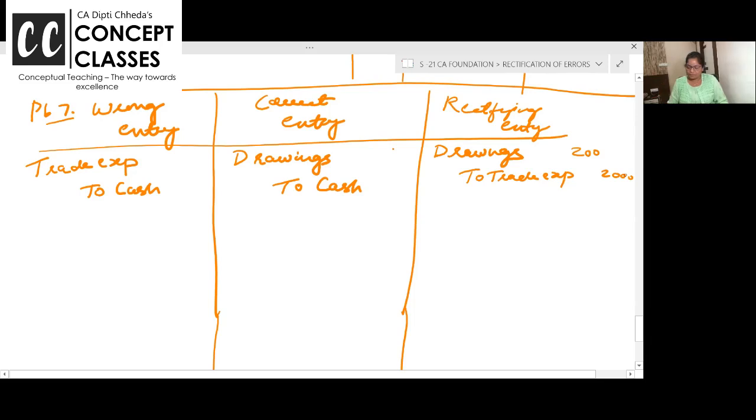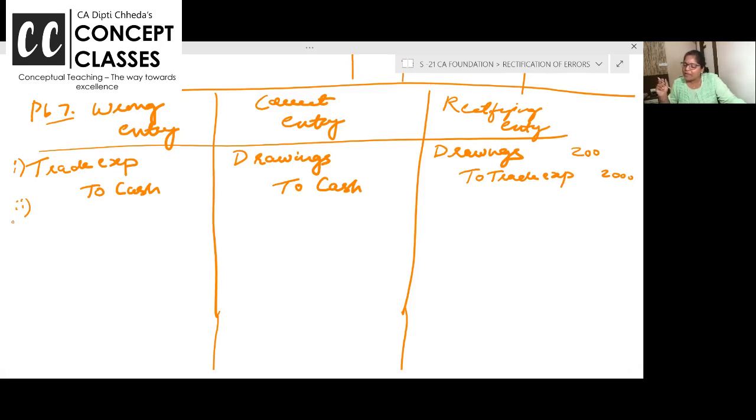Okay. Next. Purchase of goods 300 from Nathan, was wrongly entered in the sales book. Now mark this entry, very important. If mistake is in the subsidiary book, sale book and purchase book and all, then it is a double-sided mistake. Mistake is in the subsidiary book, it is double-sided. How double-sided? Check with me now.